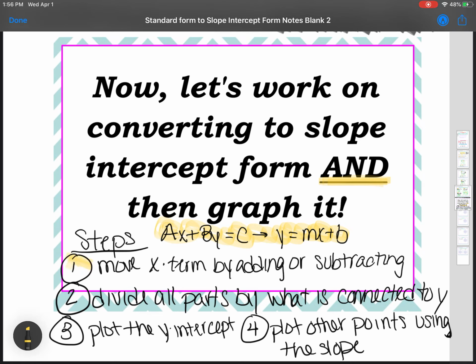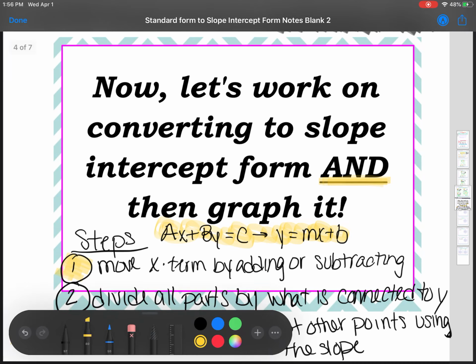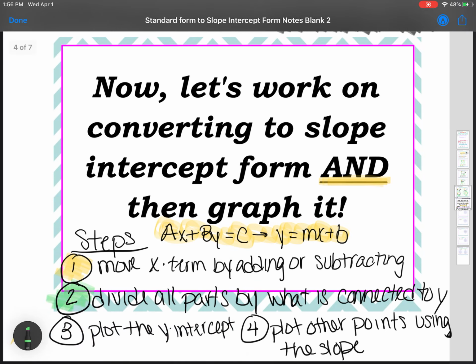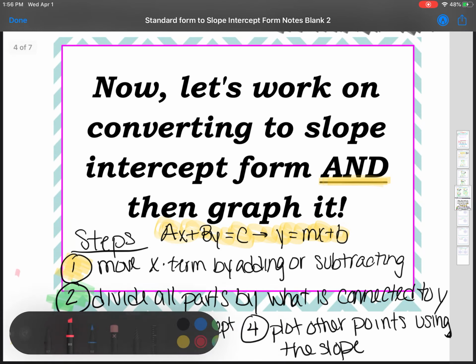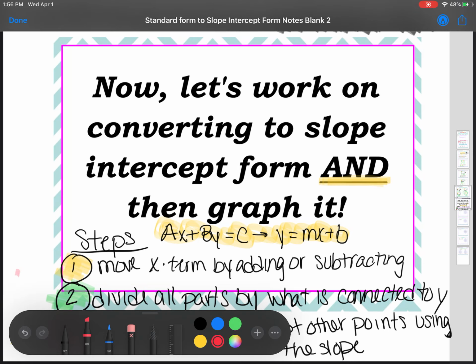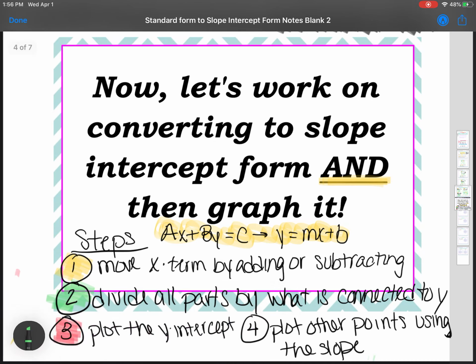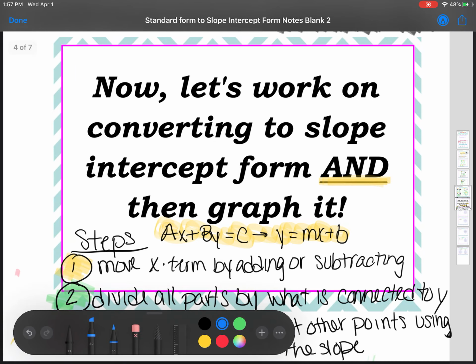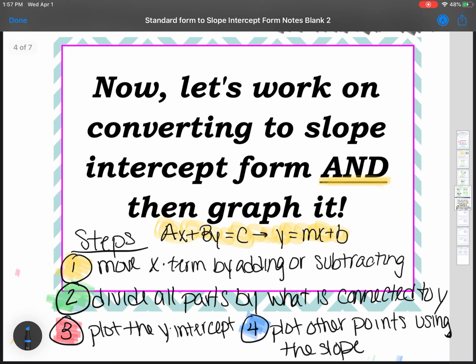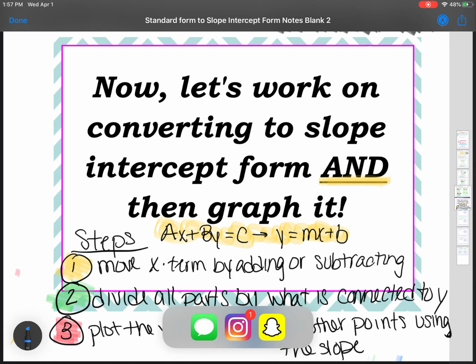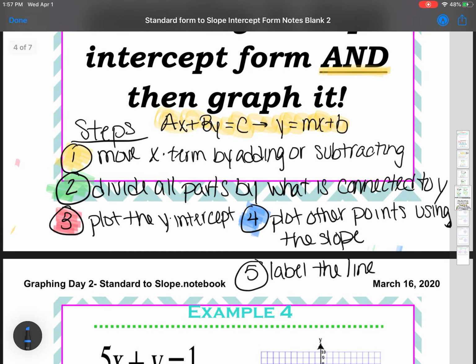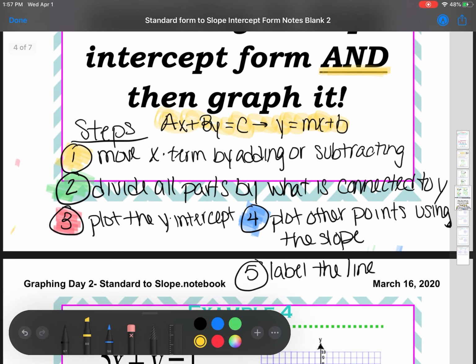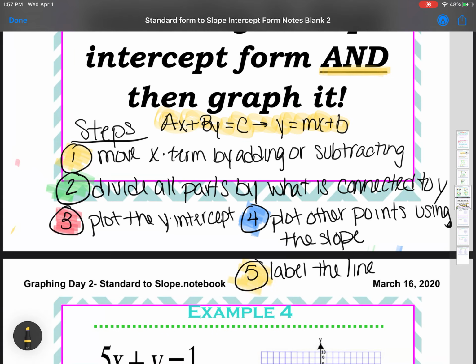So step 1, you're going to be moving the x term by adding or subtracting it. Step 2, you're going to be dividing parts by whatever is connected to y. Step 3, you're going to plot the y-intercept. Step 4, you are going to be plotting new points using the slope. And lastly, you got to label the line that you have.